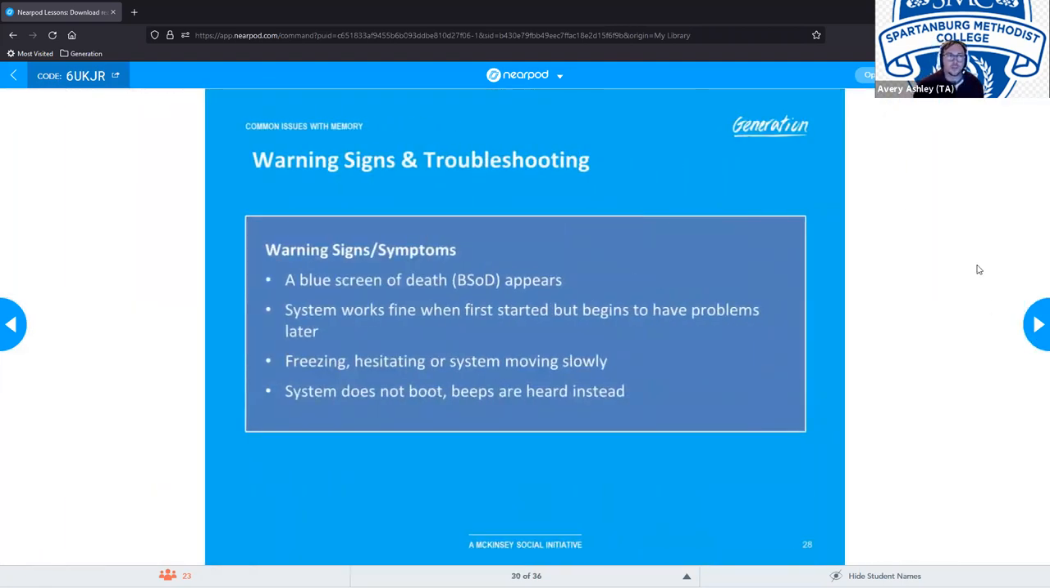Warning signs and troubleshooting. Symptoms: you could get a blue screen of death or BSOD. The system works fine when first starting, but begins to have problems later. It freezes, hesitates, or moves slowly, or the system does not boot at all and beeps are heard instead. Those are signs that something's wrong with your RAM, and that's what you should focus on first. Questions on that?